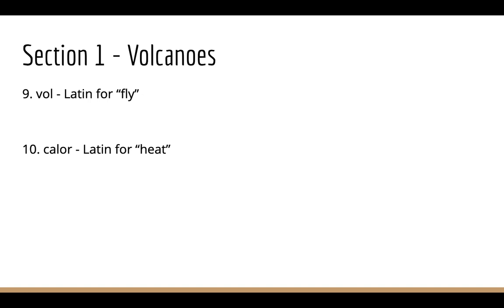Two other Latin terms that we have as well, we have vol and calor. Vol is Latin for fly. Think of material exiting a volcano and flying through the air. And then calor, that's where the root word of calorie comes from. So when we actually measure calories in a given food, we're trying to figure out how much heat, or rather how much energy, is contained within. So that way we have a measurement of what that's going to do for our bodies in terms of energy.